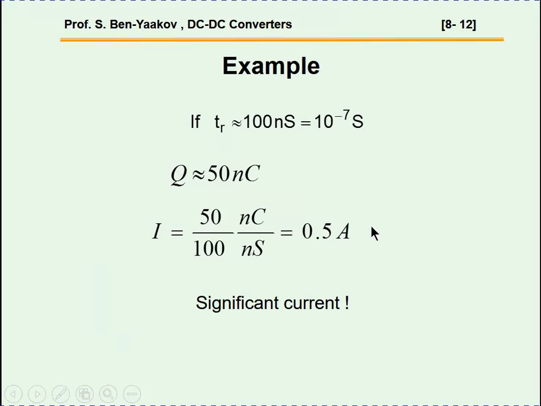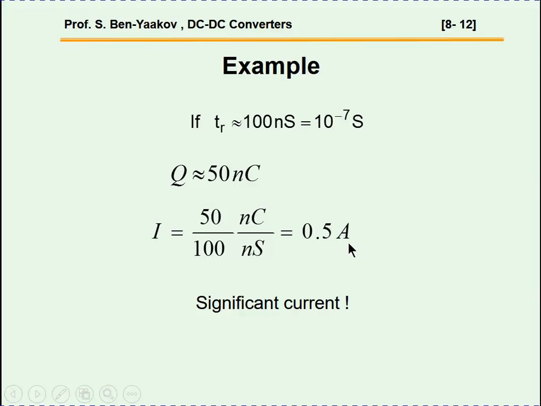So here is a numerical number. Suppose we want a rise time of 100 nanoseconds, and we have a transistor with a total Q of 50 nanocoulomb. This is a pretty hefty transistor, a big transistor with a large area. And we see here that we need 0.5 amp for this 100 nanoseconds. This current is, of course, for the very short time of this rise time, and later on it's zero, but still, we do have to provide an instant current of 0.5 amp.